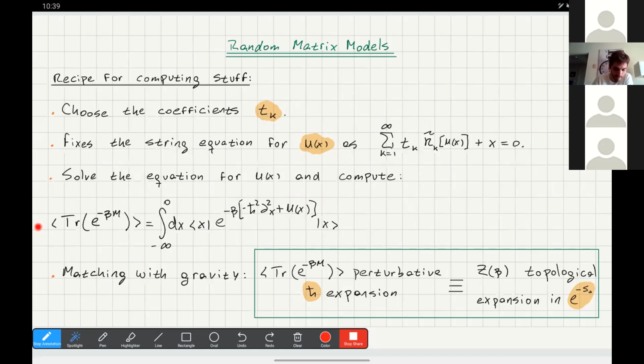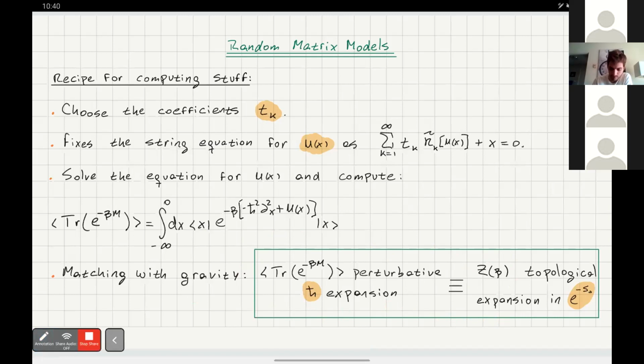Once you solve this differential equation and you get the function U of X, you can use this expression over here. On the right-hand side, all we have is a trace in quantum mechanics. There's nothing mysterious about it. It's a potential, so it's nothing weird. Once you're able to compute this trace, the matching with gravity comes as given by this box. This is to say, the topological expansion on the gravitational side in e to the minus S0 is equivalent to the perturbative expansion in h bar of this observable.